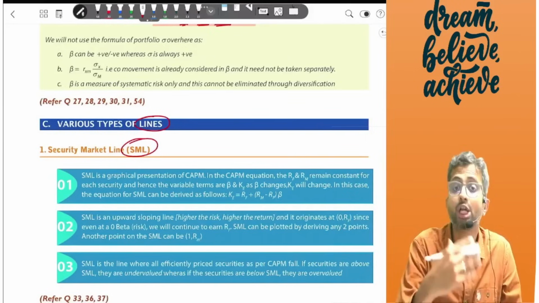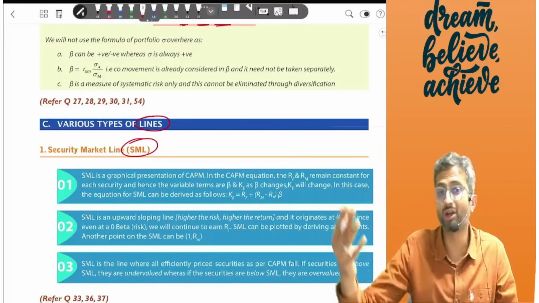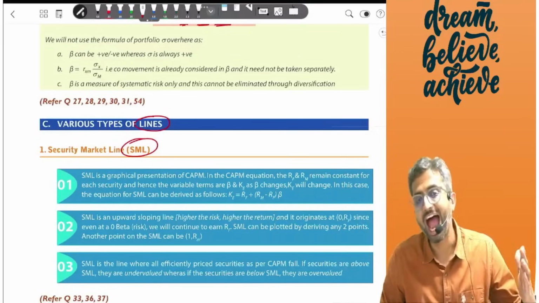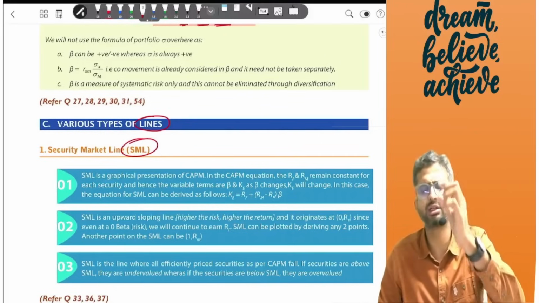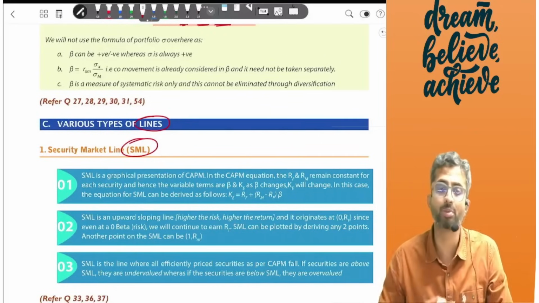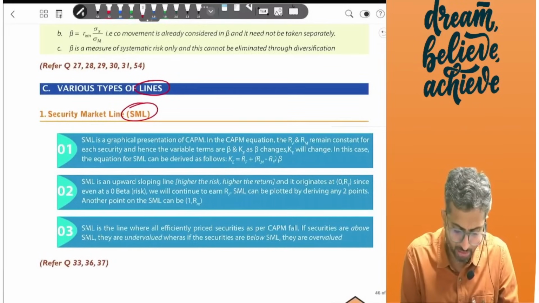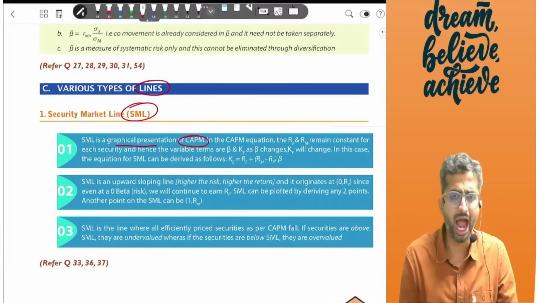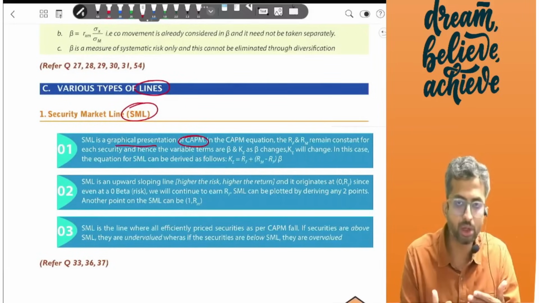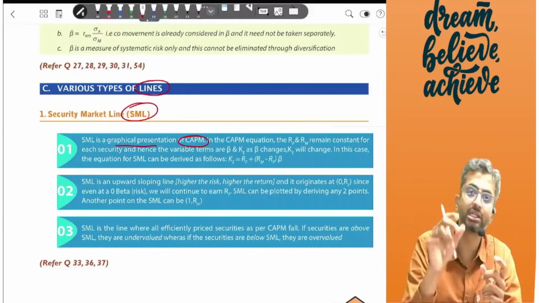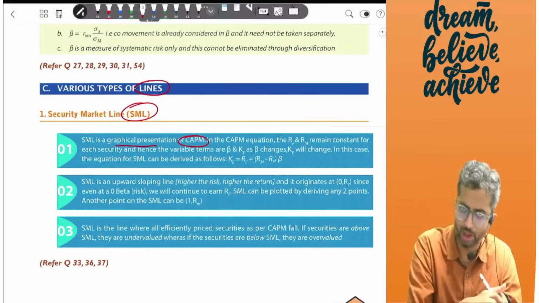So at the beta of 0, you will still earn the risk-free rate. So it starts at RF and goes upward. You can plot another point like 1, RM, and the line will slope upwards. It will be a linear line, because as the risk keeps on increasing, the return also increases by the same proportion. It is upward sloping because the higher the beta, the higher will be the return. Efficiently priced securities fall on the CAPM. Securities which are undervalued will plot above the CAPM because their actual return is greater than what is required. Securities which are overvalued will plot below the CAPM because their actual return is less than what is required.